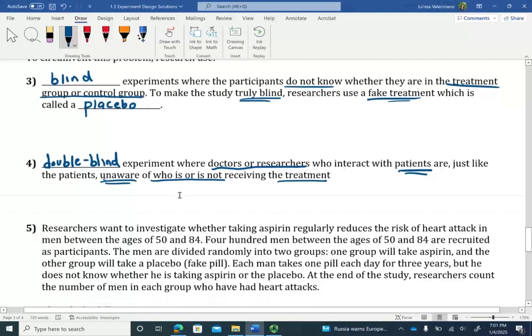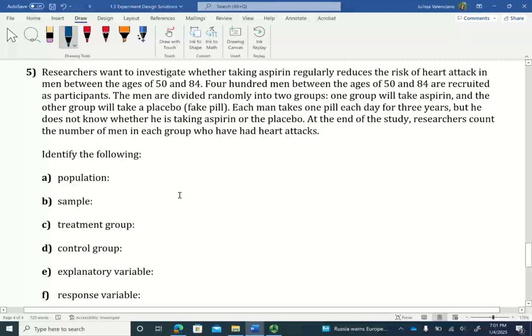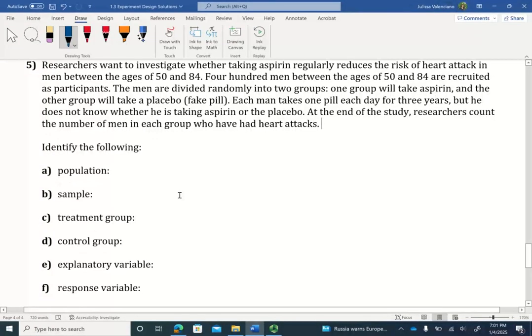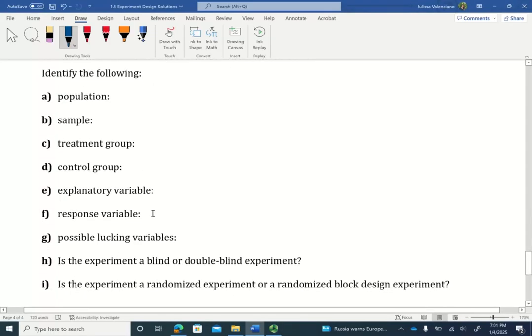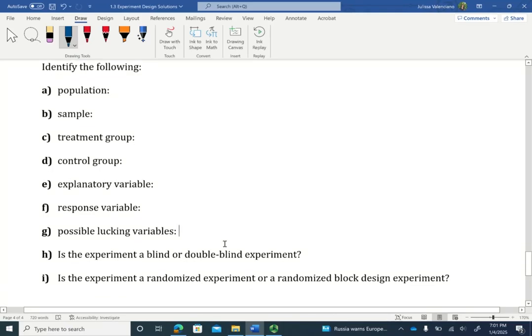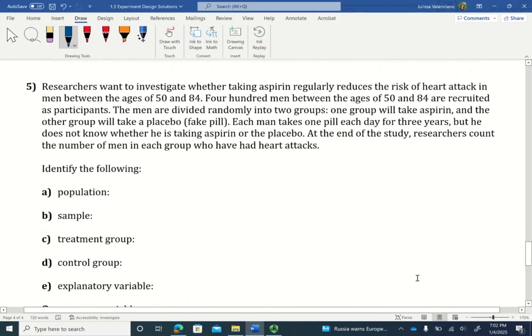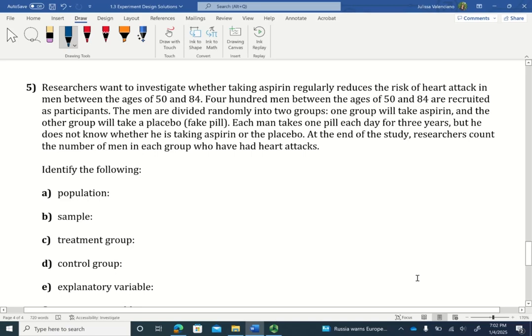So we're going to go ahead and look at one more example together. Here we have an experimental study, and we're going to read the study, and then identify the following: the population, the sample, the treatment group, the control group, the explanatory variable, the response variable, and any possible lurking variables. We're also going to answer the following two questions. Is the experiment a blind or double-blind experiment? Is the experiment a randomized experiment or a randomized block design experiment? Okay, so let's go ahead and read the problem. As we read the problem, you can start thinking about how we're going to answer the questions below.